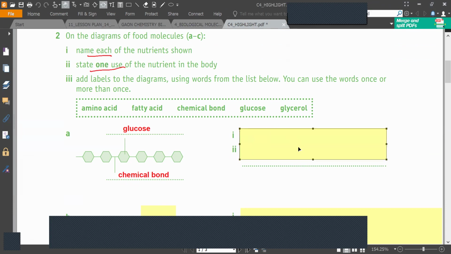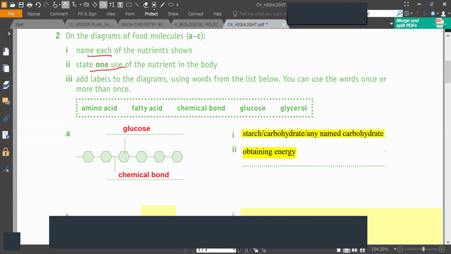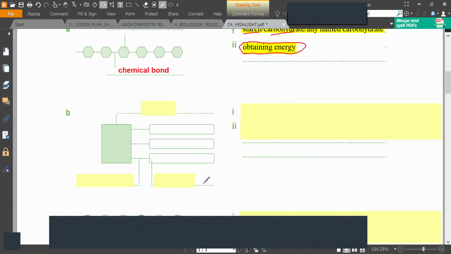So part 1 could be starch, could be carbohydrate, could be cellulose. The function, what is it used for? To obtain energy, because it is a storage of energy. Okay, how about this one?